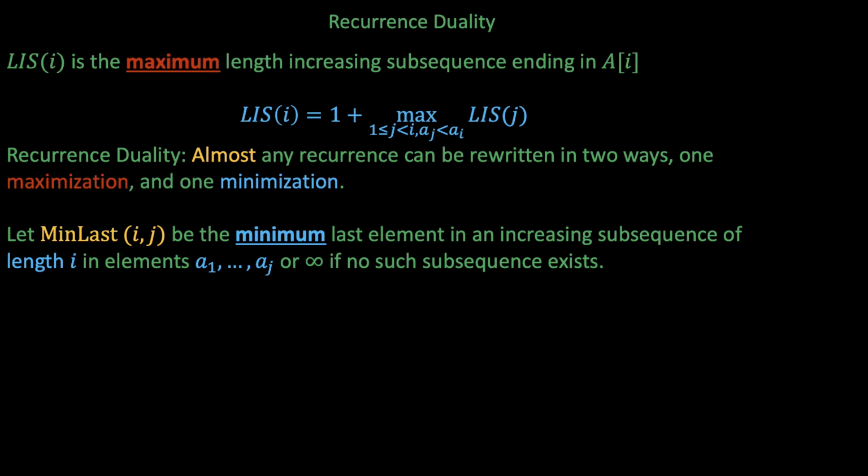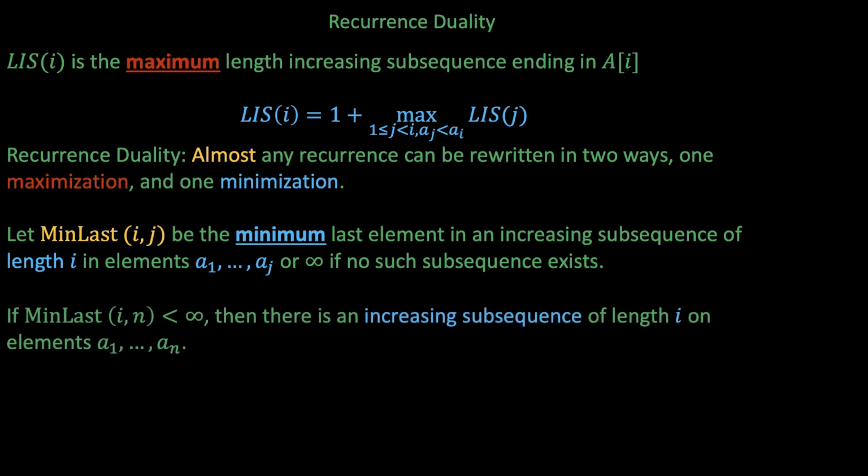This definition is useful because if min last i of n is less than infinity, then there is, by definition, an increasing subsequence of length i in the array A. So we simply return the maximum i where min last i of n is less than infinity. Then we're essentially returning the longest increasing subsequence in the array A. However, this is still a problem, because how should we calculate min last i of j? What should the recurrence be here?